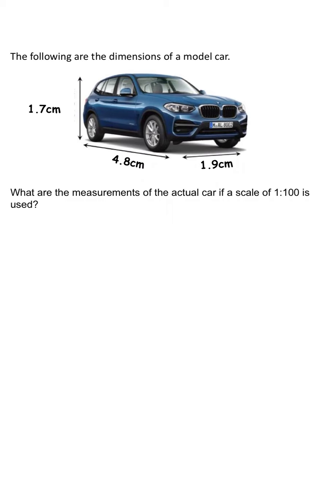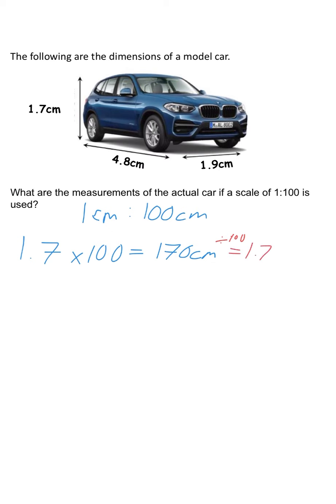Okay, so if you look at the question here, the following are the dimensions of a model car. And what are the measurements of the actual car if a scale of 1 to 100 is used? So we're told 1 to 100, and that means 1 centimeter to 100 centimeters. So the 1.7 for the height of the car, we multiply that by 100, and that would be 170 centimeters. We can then divide that by 100, and that would be 1.7 meters.